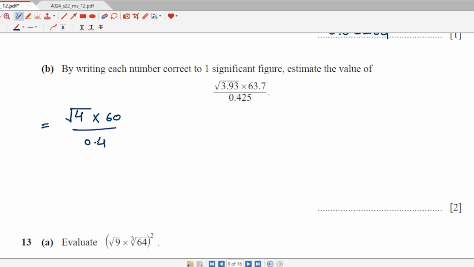Now we can simplify these numbers. First of all, I'll remove the decimal with the 4. There is one decimal place in 0.4, so I'll put a 0 in the numerator and the decimal will be removed. The square root of 4 is 2, multiply 600, divided by 4. Now we can simplify these numbers. 2 ones are 2, 2 twos are 4, and 600 divided by 2 is 300. The answer is 300.